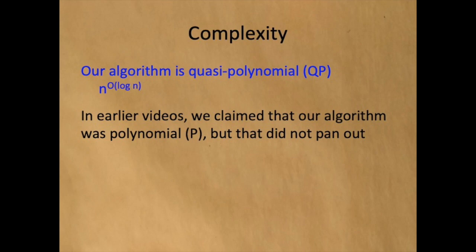Before we get to the bug fixes, we have a note on complexity. Our current algorithm is quasi-polynomial. We can think of it as approximately n to the log n, though constants may make it a bit worse. In earlier videos in this series, we claimed that our algorithm was polynomial because we thought we had optimizations. However, they did not pan out.